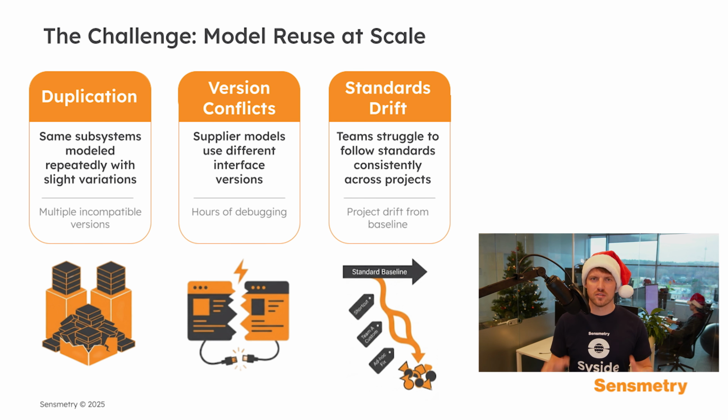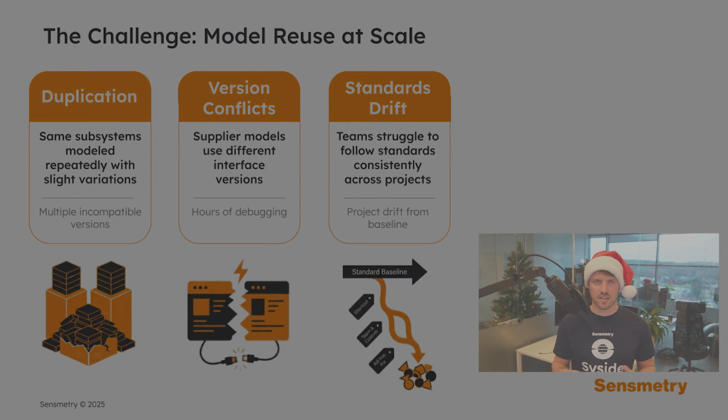Another example is you receiving models from suppliers with version mismatches. One vendor uses version 1.2 of your interface definition, while another one uses version 1.5. Models don't align, and you spend valuable time debugging incompatibilities. And last example, your organization established modeling guidelines, but getting everyone to follow them consistently is a challenge. Each project drifts further apart from the baseline.